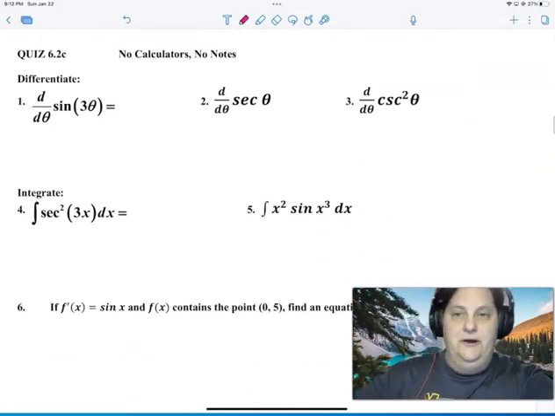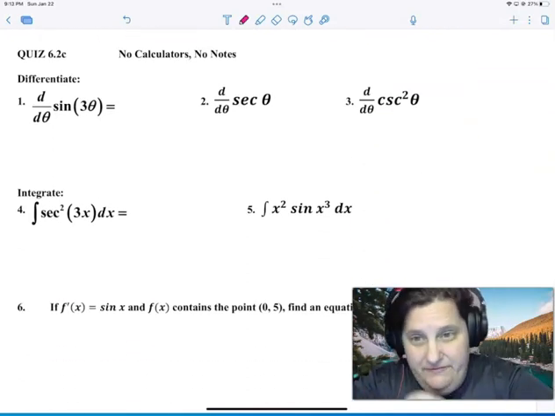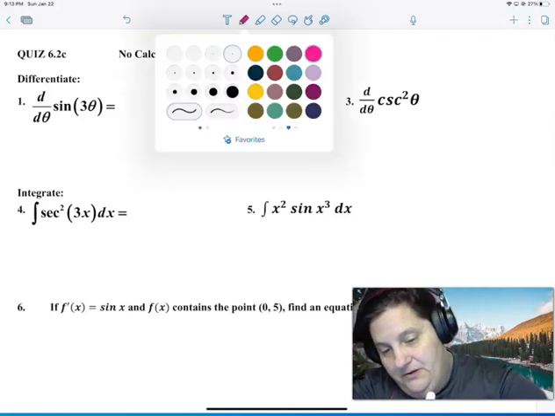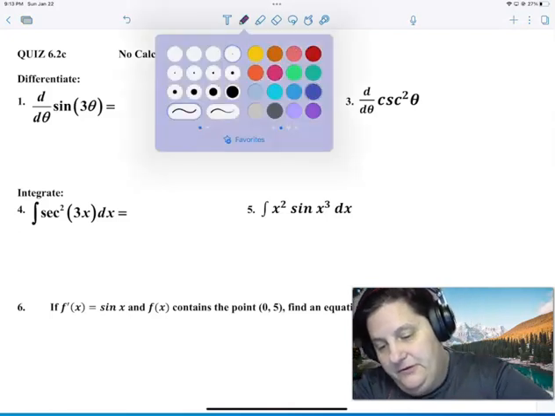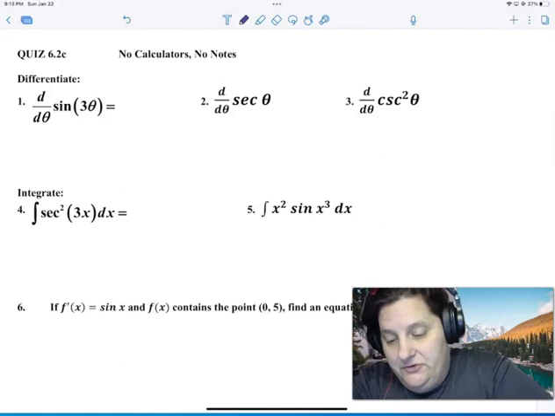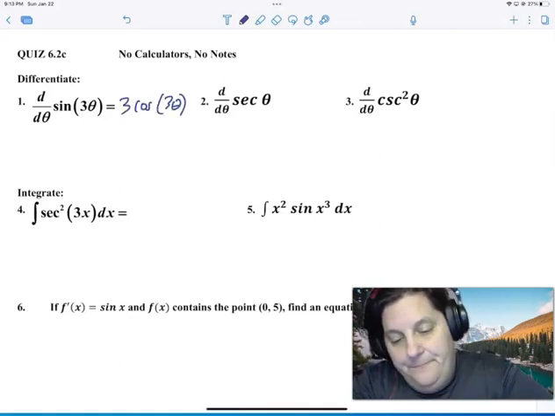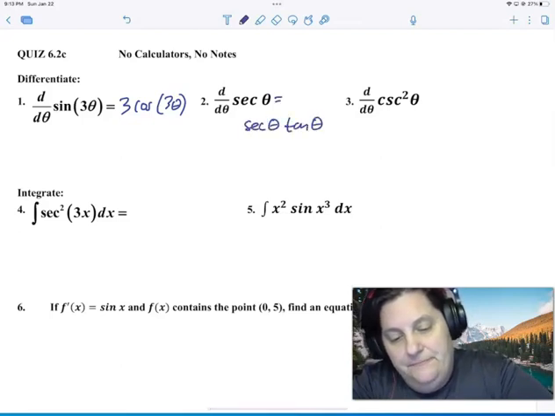On to the next one. All right, we got a few more derivatives and integrals here. Kind of nice going back and forth. We can really see the differences. Derivative of sine is cosine 3 theta times 3. The derivative of secant is secant tangent.